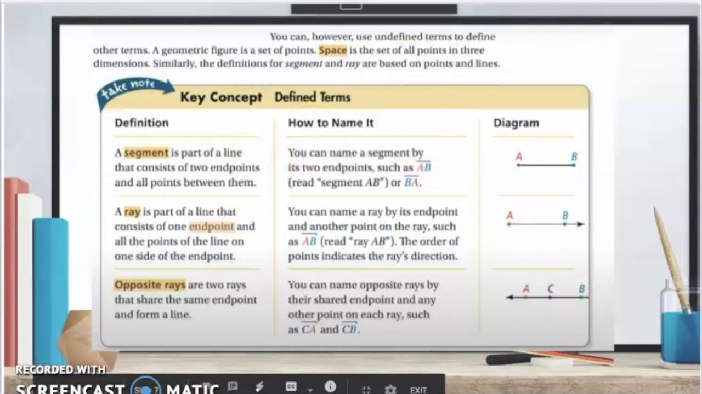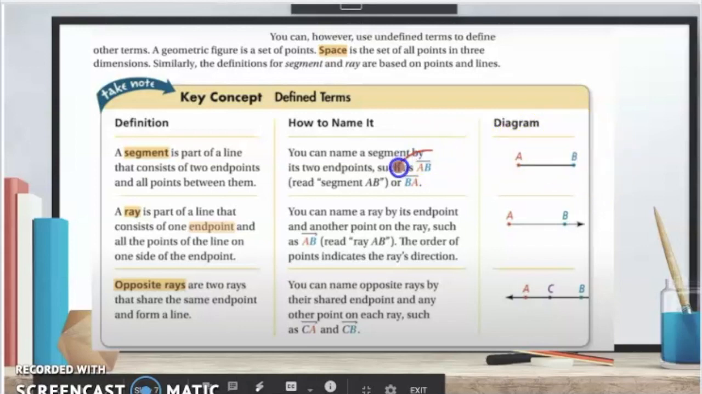A segment is part of a line that consists of two endpoints and all the points between them. So how many points are possible on a segment? Infinite. However, we only have the endpoints right here. Here's the endpoint A, and that means it doesn't extend to the left. And here's the endpoint B, and it doesn't extend to the right. That's why we don't have the arrow.